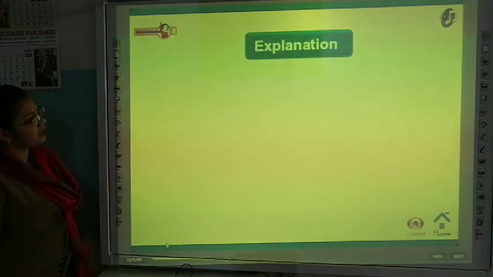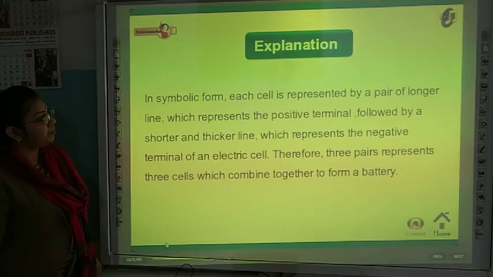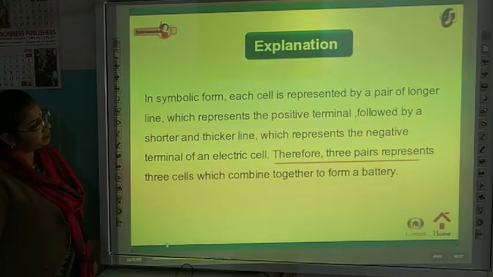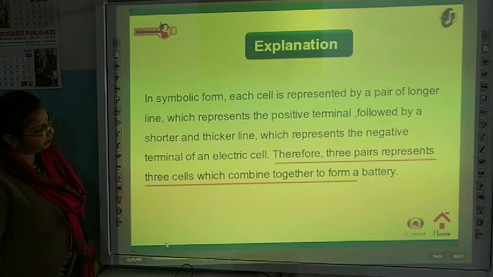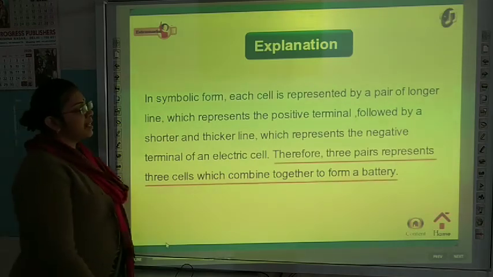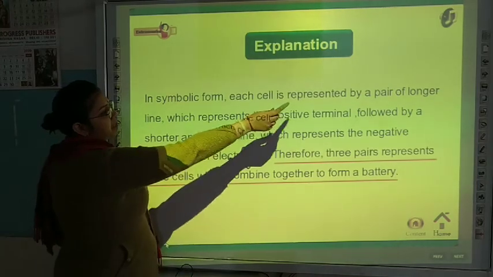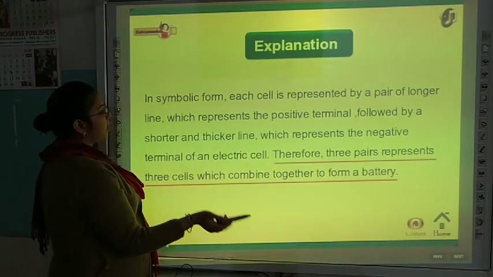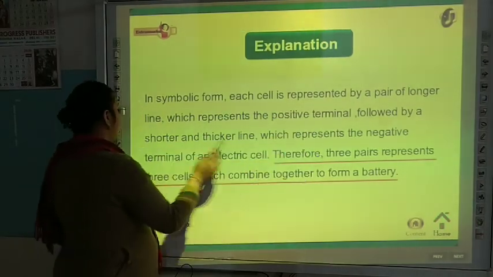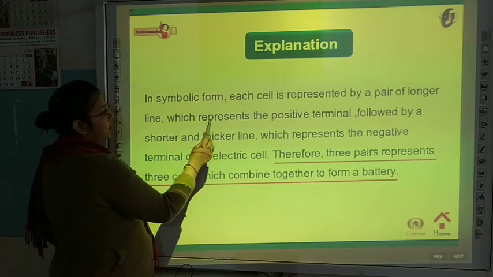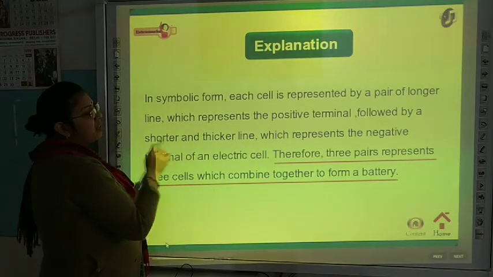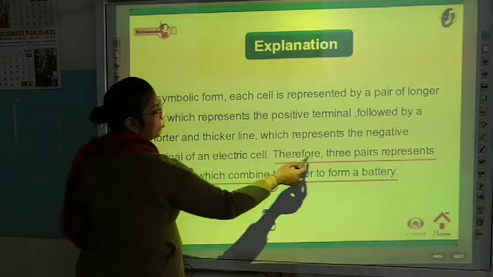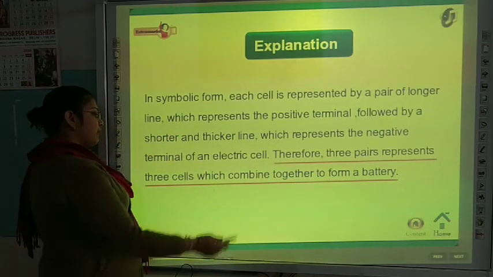Why is that? Explanation: a cell is represented by a combination of a longer line and a shorter, thicker line. Therefore, three such sets represent three cells which combine together to form a battery. In symbolic form, each cell is represented by a pair of lines: the longer line represents the positive terminal, followed by a shorter and thicker line for the negative terminal. Therefore, three pairs represent three cells which combine together to form a battery.